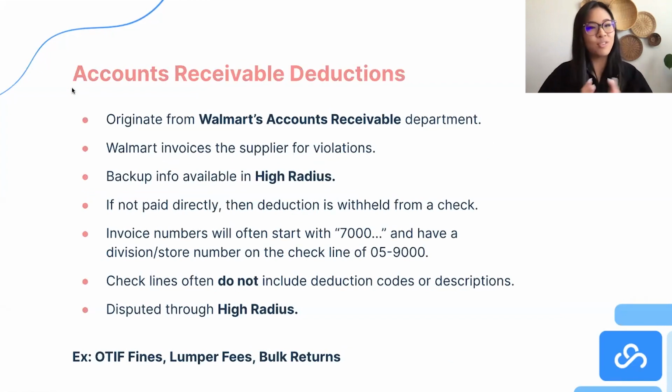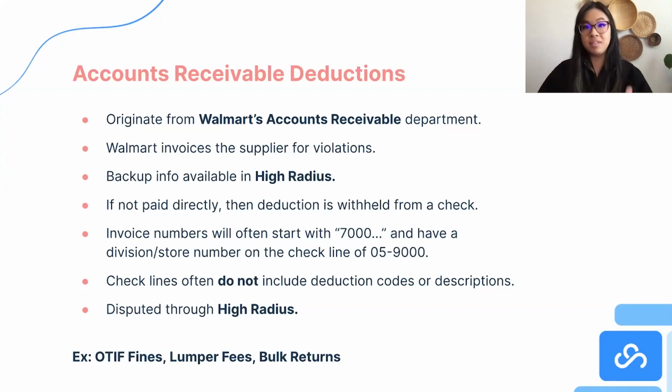Accounts receivable deductions, as one can imagine, originate from the Walmart AR department. In this case, Walmart is actually invoicing you for violations. In the AP deduction example, you invoice Walmart for an order, they short pay you a certain amount, and that's an AP deduction. For AR deductions, Walmart is invoicing you for the amount. In this case, backup information is going to be available in HighRadius rather than APIS. Why this gets confusing sometimes is that when Walmart invoices you and you don't pay that invoice, they will go ahead and take a deduction and withhold it from a check.